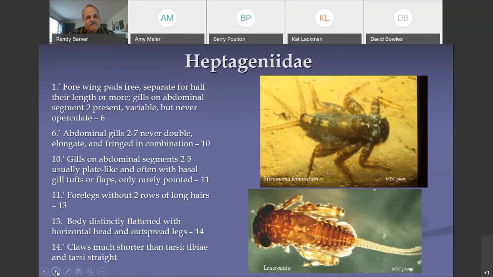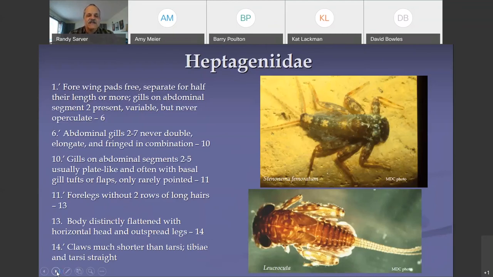Okay, so next family, Heptageniidae. You can look at them, and there's the typical flattened form. I think that people might agree when you just look at these. Sometimes I think the common name for these is flathead mayflies, but they have an overall flattened form. And so working our way down the key, we're working down to 13, and that's body distinctly flat with horizontal head and outspread legs. And so I think most people would agree that that's the way that these guys look. And then that would send us on to 14.